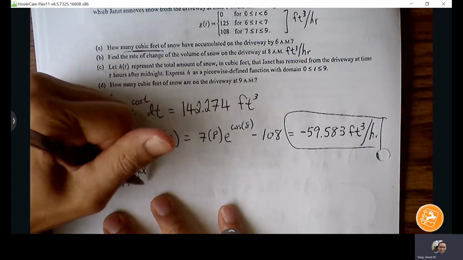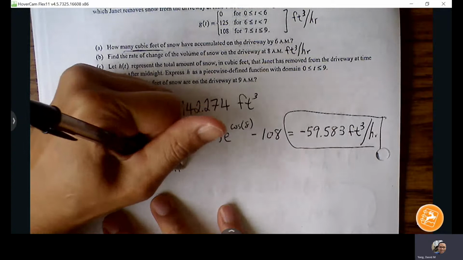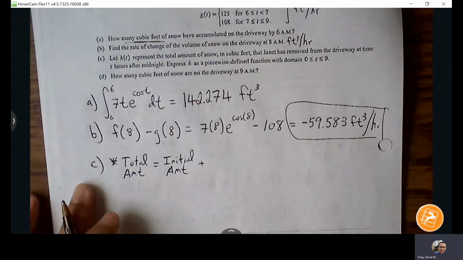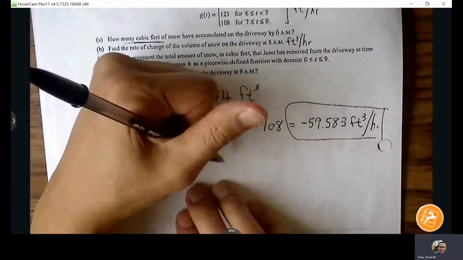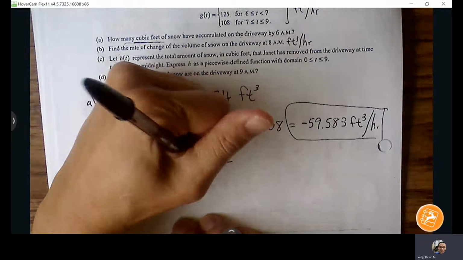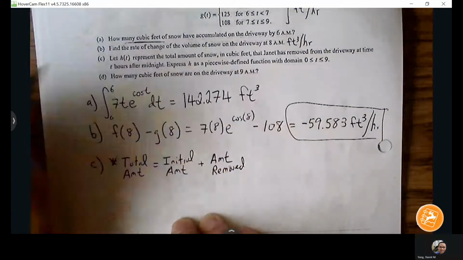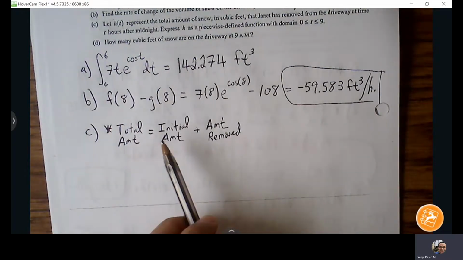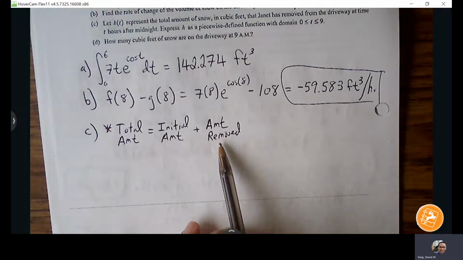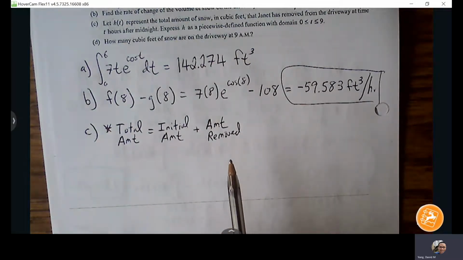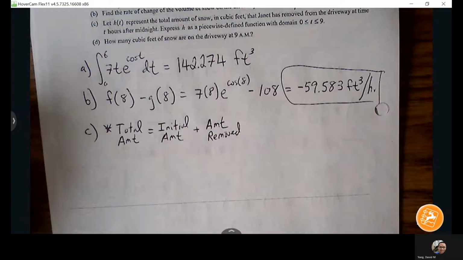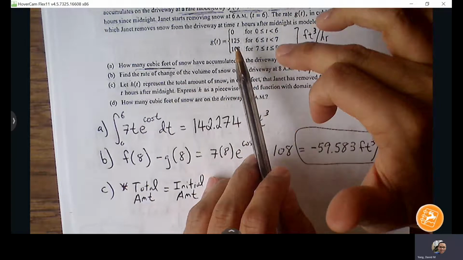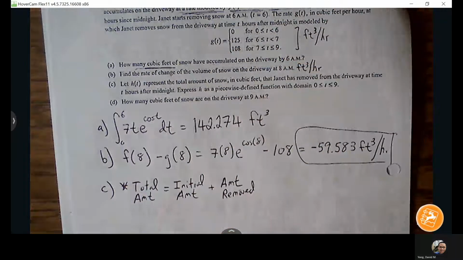It's still total amount equals initial amount. But now we don't care about how much snow is being added. We just want to know how much is being removed. The total amount that we care about is the total amount that she's taken out, so how much progress she's made, and how much more she's able to remove. So we don't have to worry about 0 to 6. Between 0 and 6, there's no progress. So we can start our problem at 6 hours in.